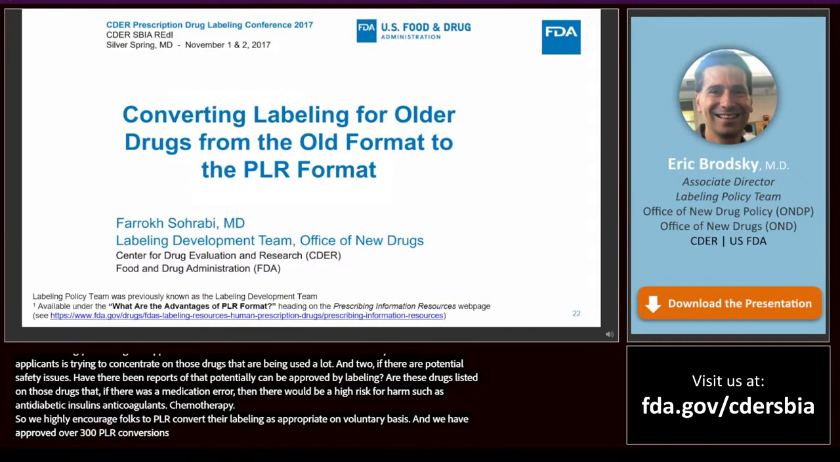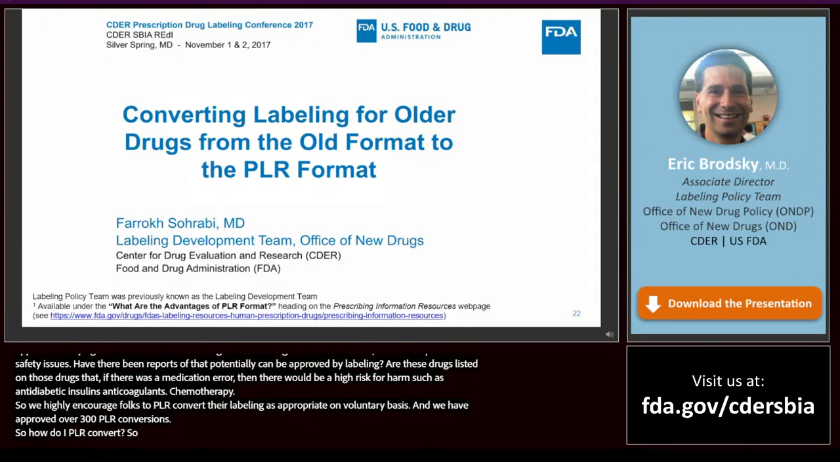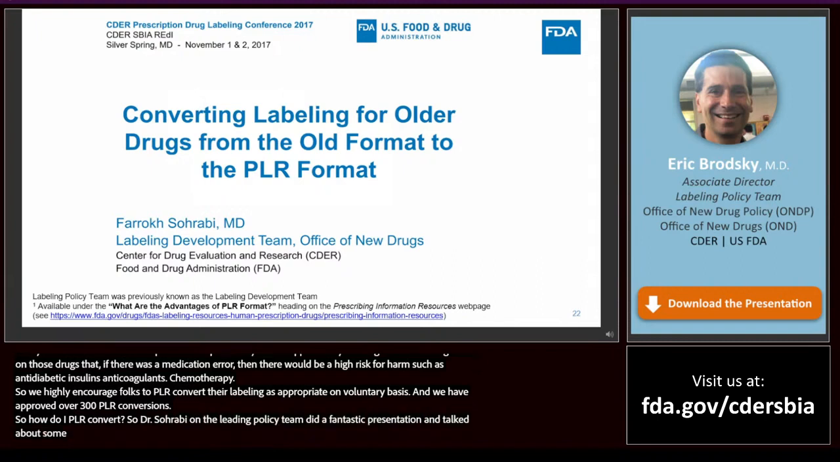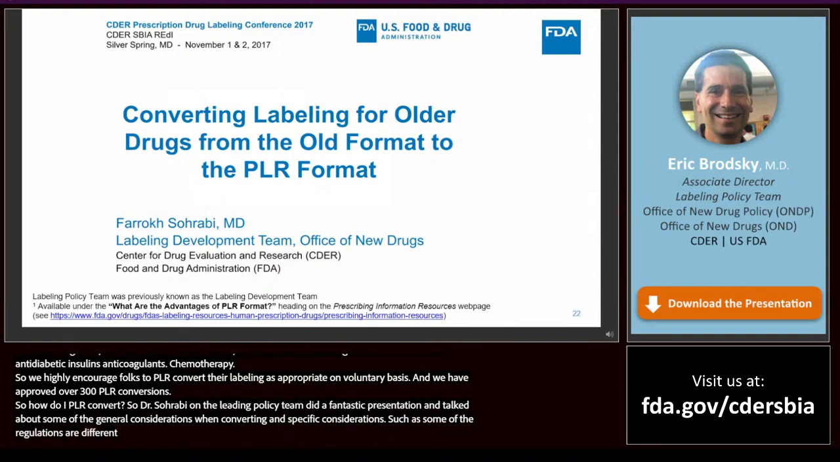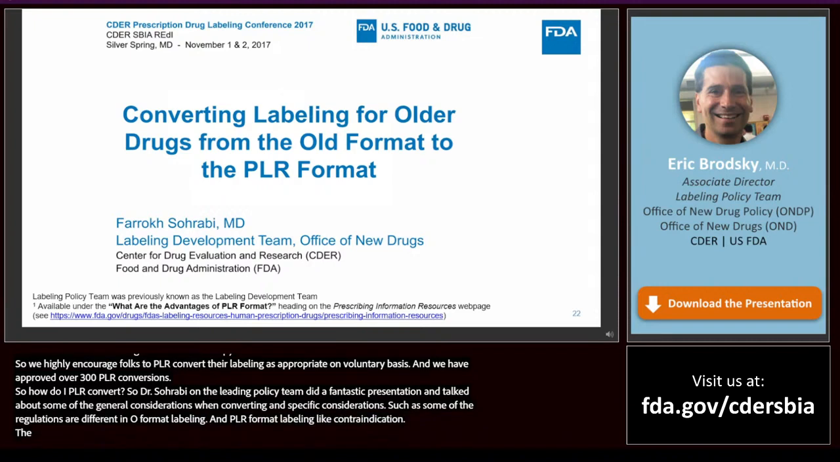So how to PLR convert? Dr. Sarabi on the labeling policy team did a fantastic presentation, and basically he talked about some of the general considerations when converting, and also some of the specific considerations, such as some of the regulations are different in old format labeling, or non-PLR format labeling, and PLR format labeling, like contraindication. And the threshold for a contraindication is much higher in PLR format compared to old format.